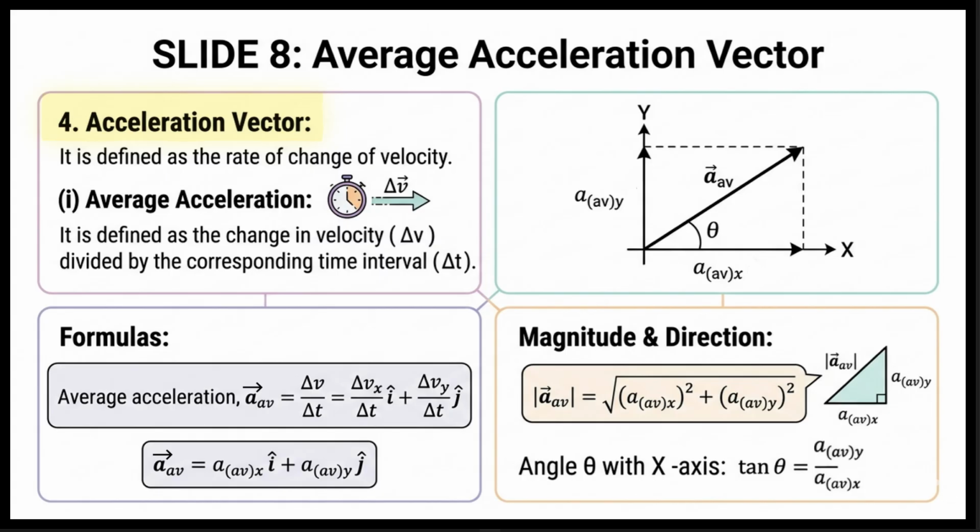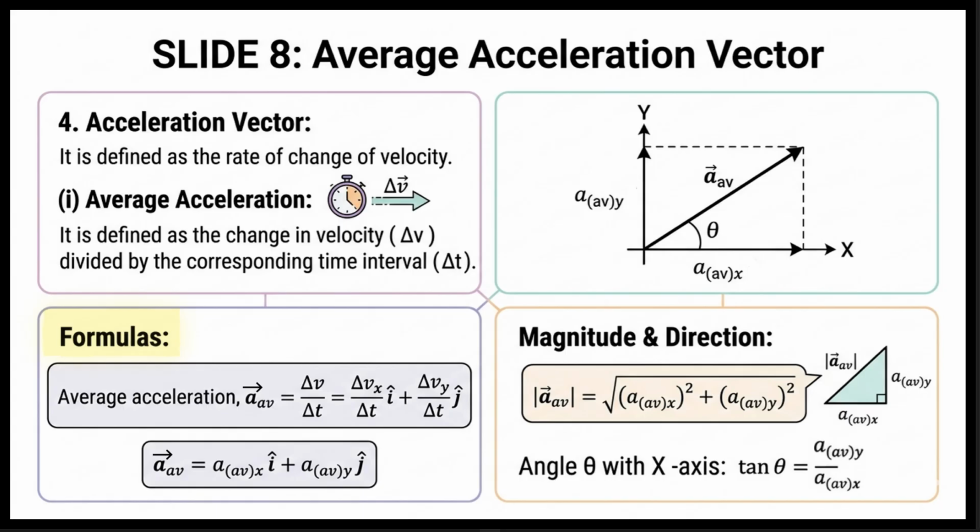Acceleration is the rate of change of velocity. Average acceleration equals delta v over delta t, the change in the velocity vector divided by the corresponding time interval. In 2D, this has an x component and a y component. Average acceleration equals the change in the x component of velocity over delta t times i hat, plus the change in the y component of velocity over delta t times j hat.